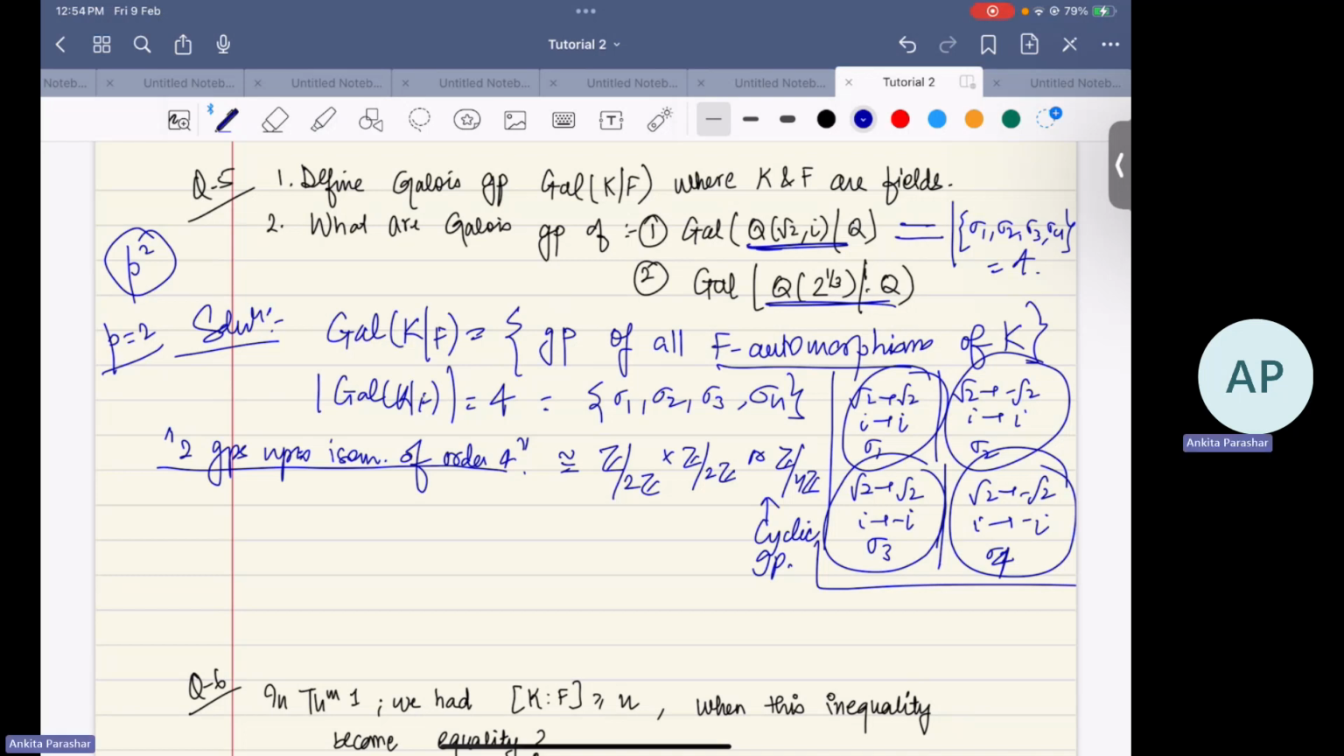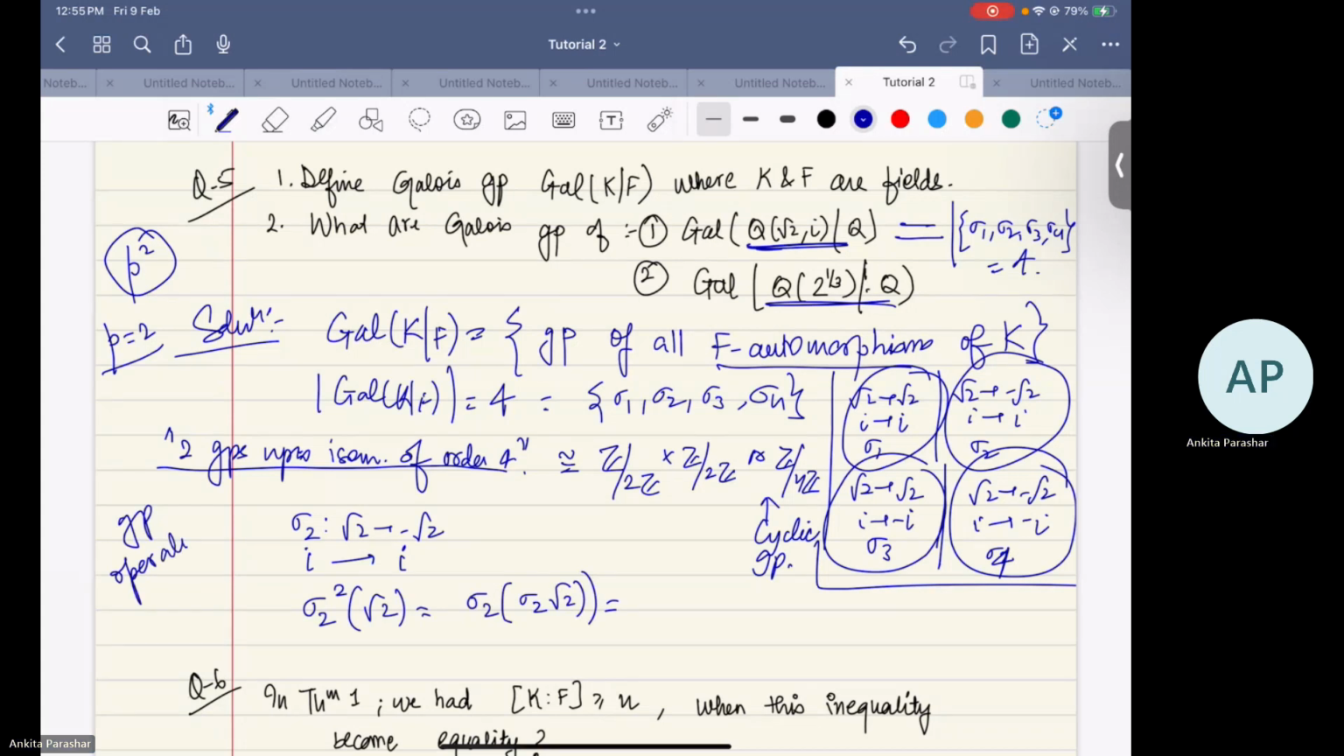Can our automorphisms have order 4? Let's look at their orders. Let's look at sigma 2. Sigma 2 takes root 2 to minus root 2, i to i. If I look at sigma 2 squared of root 2, then it is sigma 2 of sigma 2 root 2. Notice that the group operation is composition of maps.